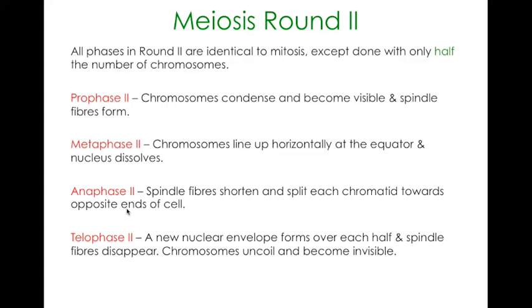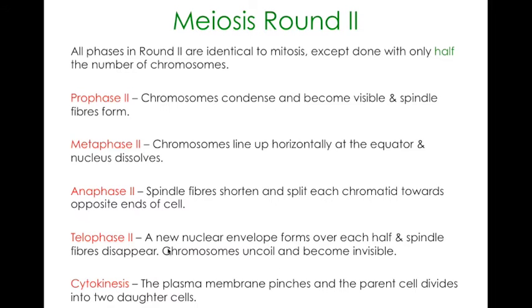And in telophase, a new nuclear envelope will form over each half, and the spindle fibers will disappear. The chromosomes now uncoil and become invisible. Right? So in cytokinesis, the plasma membrane then pinches off, and the parent cell divides into 2 daughter cells.